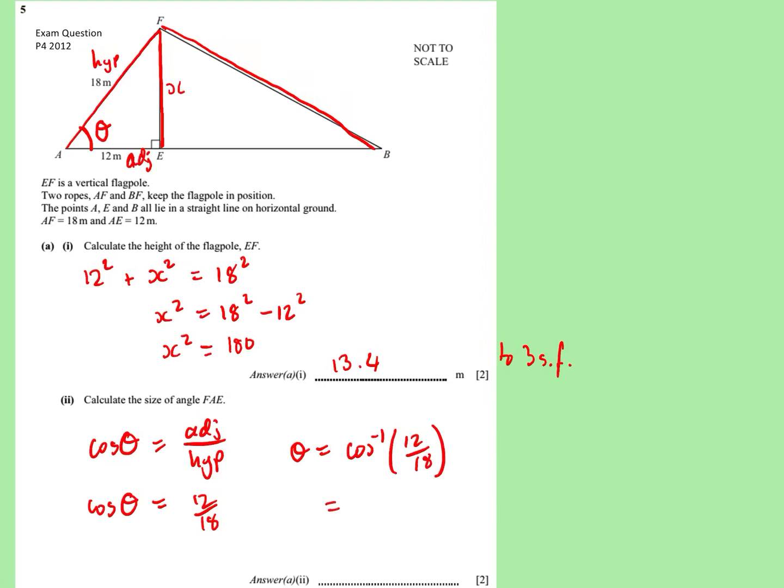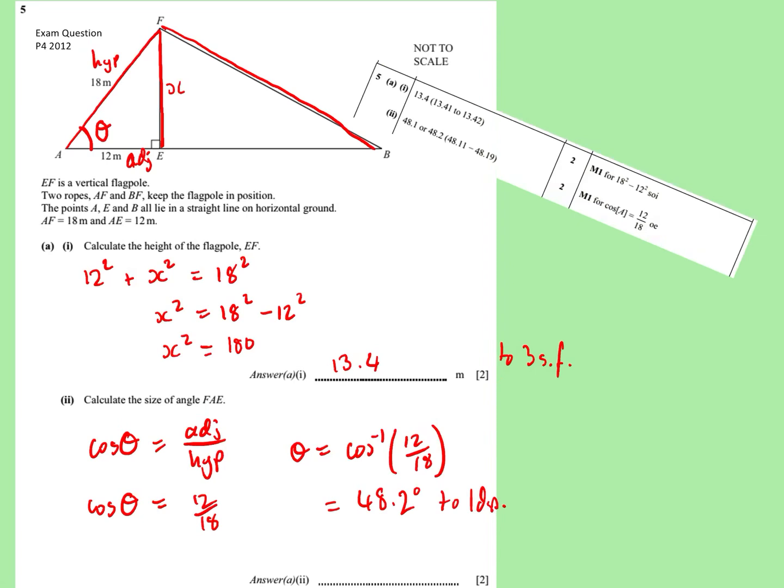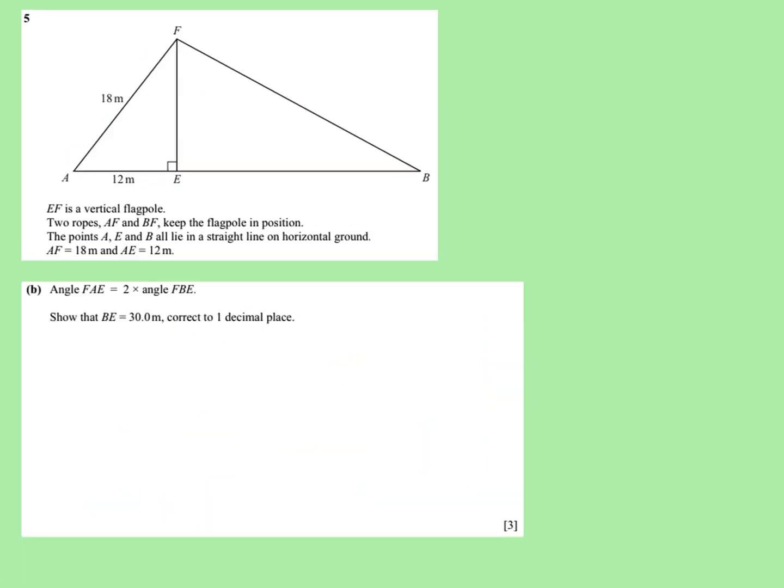I'm just going to do that now. Make sure you've got your calculator in the right setting. And you're going to get 48.2 degrees to one decimal place. Okay, let's check our answers are right. There we go, 13.4 for part 1 and 48.2 for part 2. Right, here's the next part of the question.